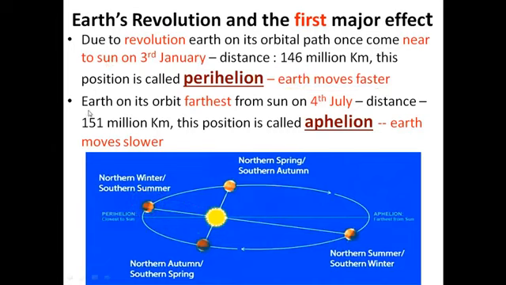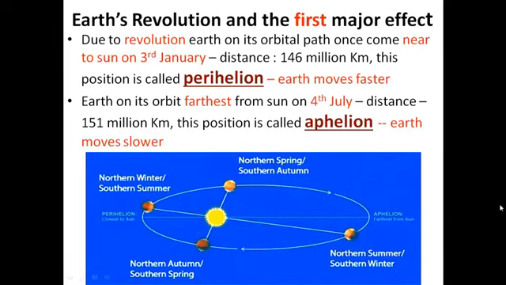faster. Whereas when the Earth on its orbital path is farther from the Sun, this position is called aphelion, and the date is 4th of July, and the distance is about 151 million kilometers from the Sun. This position is called aphelion. On this orbital path, farther from the Sun, Earth moves slower.